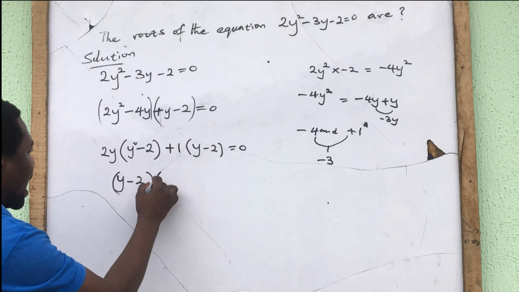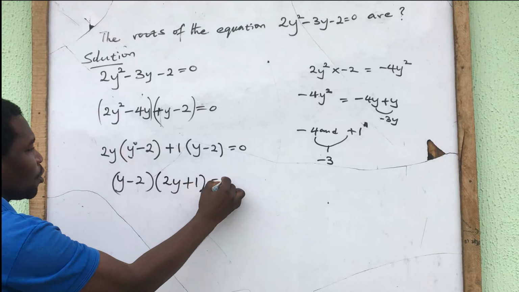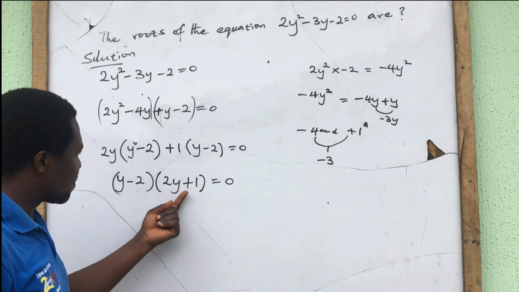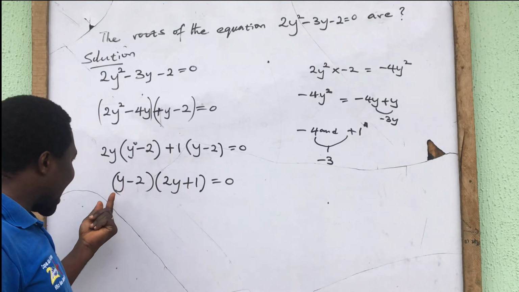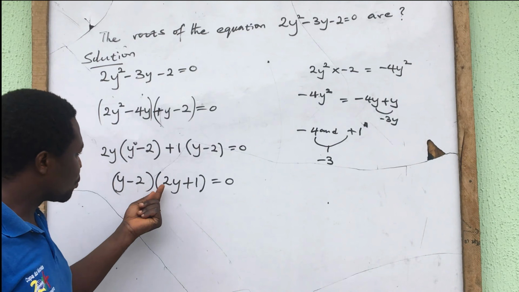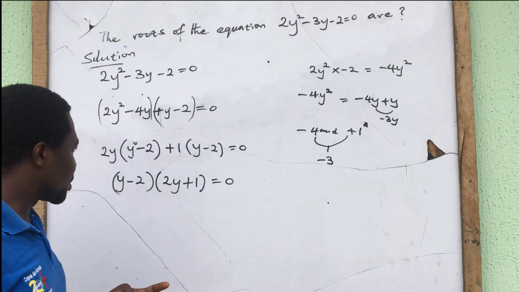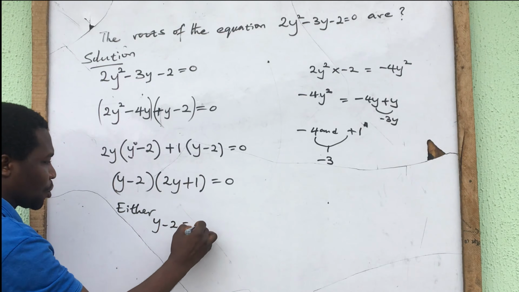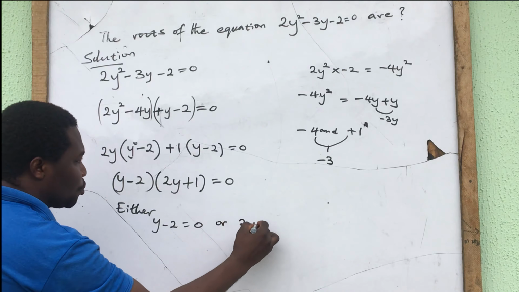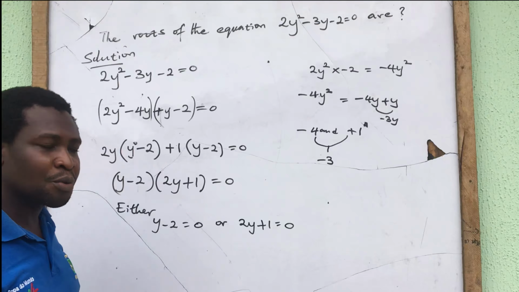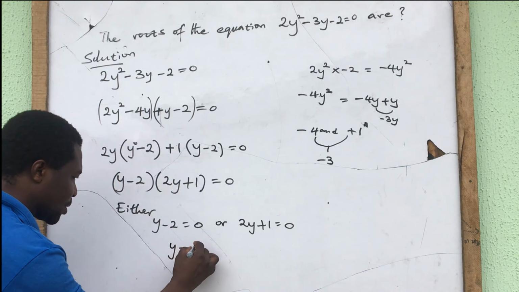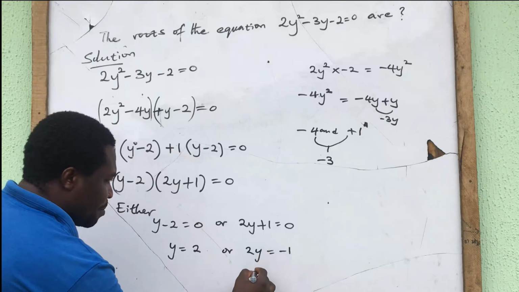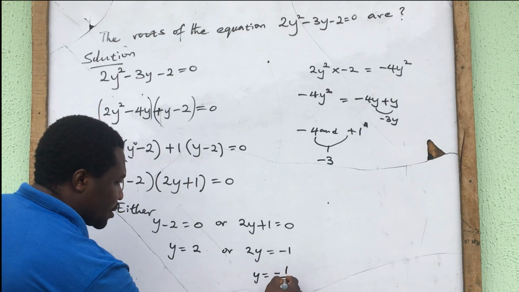So from that, I have 2y plus 1, which is what? Equal to 0. Now, y minus 2 times 2y plus 1 equal to 0. That means it's either y minus 2 equal to 0 or 2y plus 1 equal to 0. So the next step to take, we can see our y now equal to 2 or 2y equal to minus 1. Meaning that y equal to minus 1 over 2.